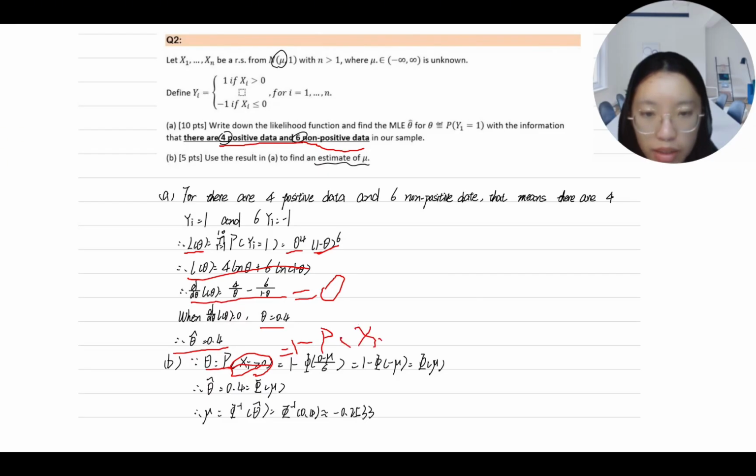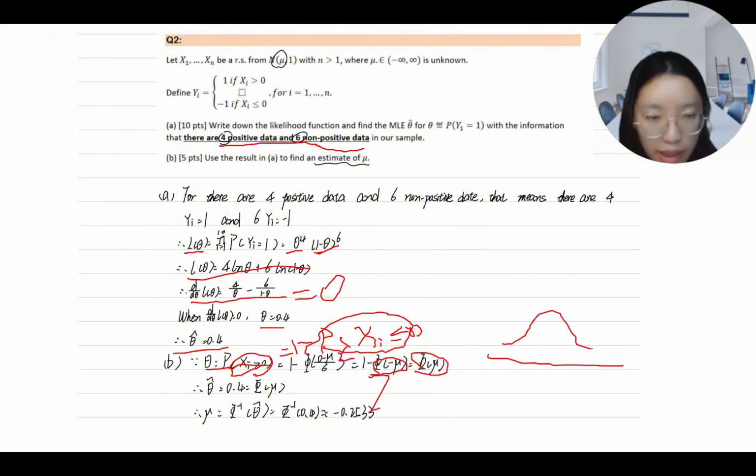X_i less than or equal to 0. So this part, in normal expression, we can write it as this one. And then by the symmetry, we know that the expression of minus mu and 1 minus the expression of minus mu is equal to mu, because we can just use the graph and its symmetry.